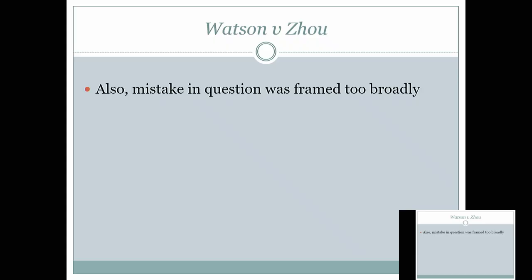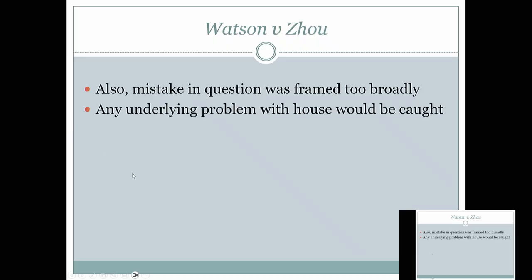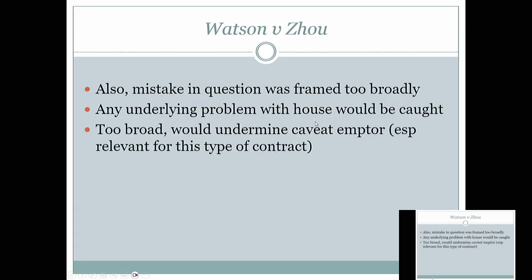which is unknown to both parties would, according to the trial judge, be a mistake for the purposes of section 241A2, a common mistake. They both thought they were buying and selling a sound home, and it turns out they weren't. So any underlying problem with the house would be caught, which is far too broad and would undermine the general position of caveat emptor, which is especially relevant for this type of contract.